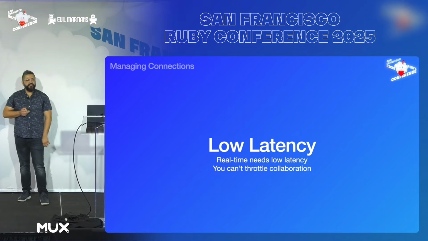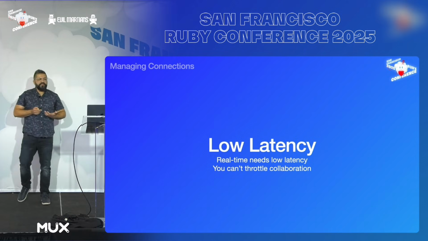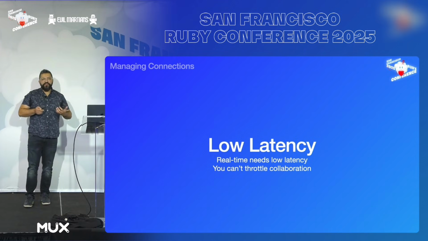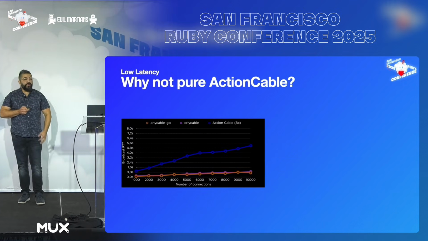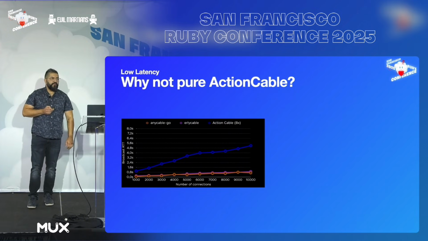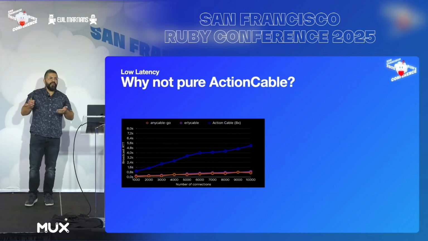So low latency. Real-time needs low latency. You really can't throttle collaboration. You want things to come through effectively feeling like the moment that you act on them. If we look at benchmarking done between AnyCable and ActionCable, one of the things you'll notice pretty quickly, and that I've had experience with, is that as you get more connections with ActionCable, unless you start scaling your servers up really aggressively, the time to broadcast can be really slow.